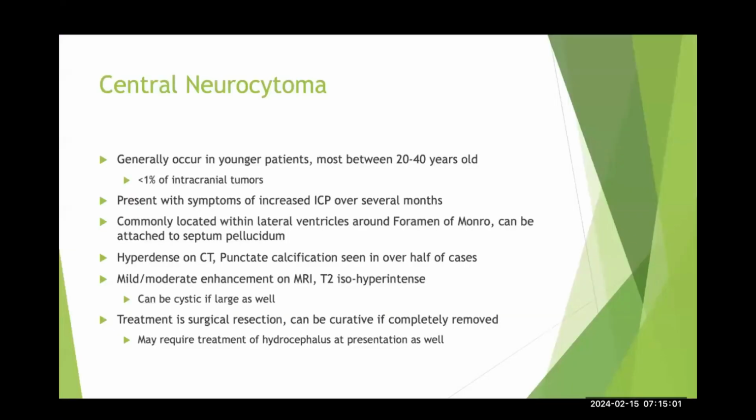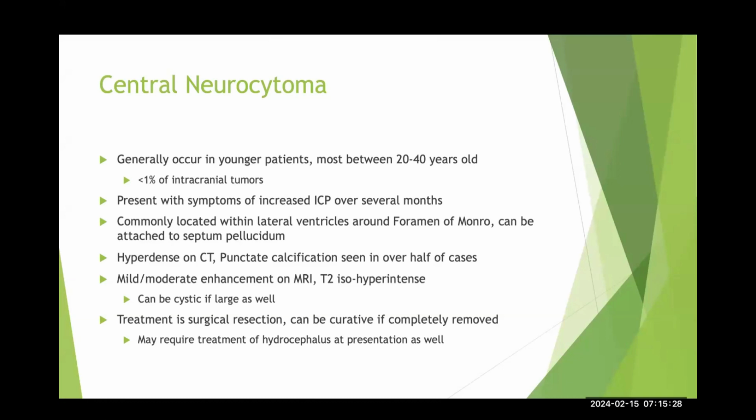Great, thank you, Dr. Cook-Second. So as he mentioned, central neurocytoma, which is a good job, Long, top on your differential. It generally occurs in younger patients between 20 to 40 years of age, but it's very rare, less than 1% of all intracranial tumors. Patients tend to present with symptoms of increased ICP over several months, and it is commonly located within the lateral ventricles, attached more centrally to the septum.